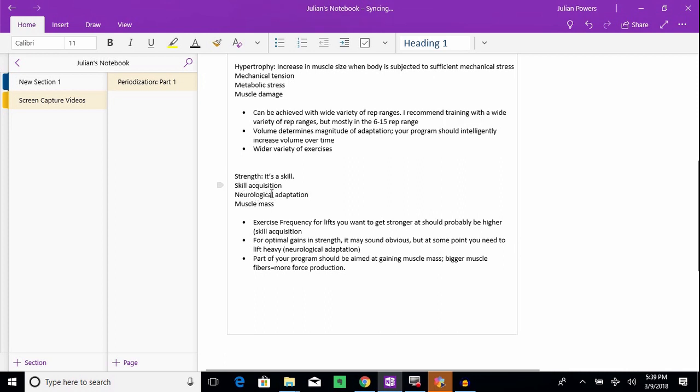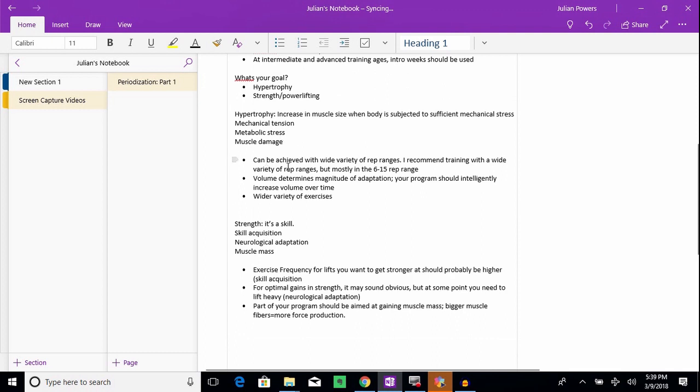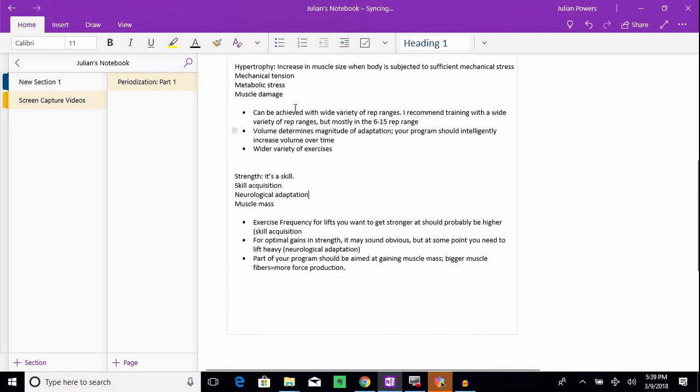Again, this is different from hypertrophy, which can be attained with a variety of rep ranges. With strength, because, again, it's a skill, to get better at heavy squatting or heavy lifting, you need to lift heavy. It sounds ridiculous, and of course I need to lift heavy, but a lot of people don't actually think about that, and it's basically the principle of specificity.